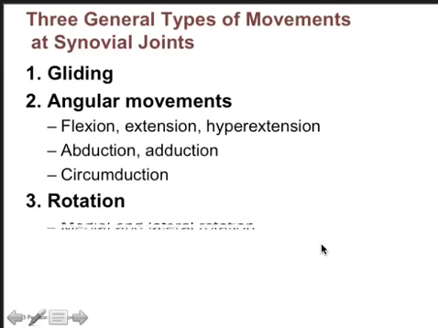Rotation can be either towards the medial aspect or towards the lateral aspect. Examples of joints that allow rotation are between the axis and the skull, and the radius and the ulna, where we can either medially or laterally rotate depending on whether the palms are going to face backward in the case of medial rotation or forward in the case of lateral rotation.